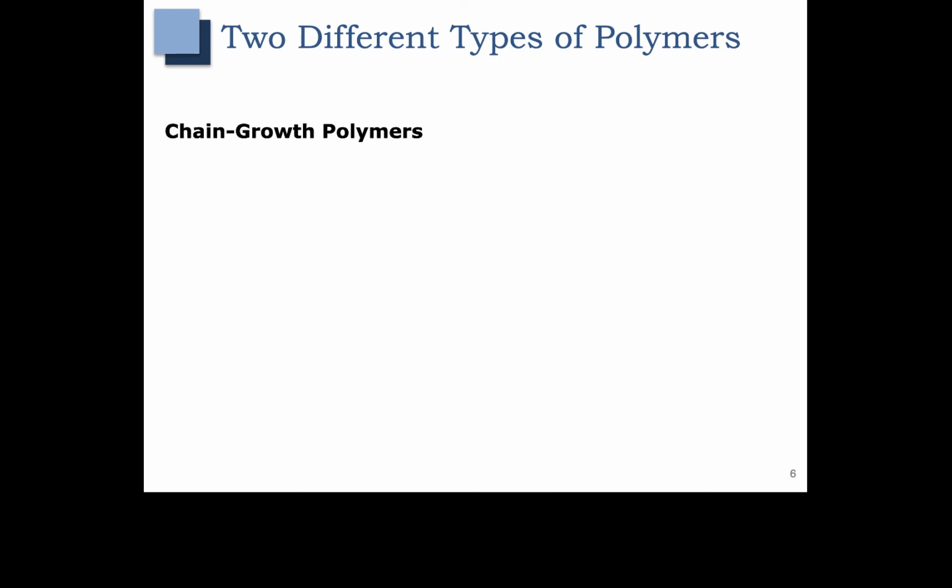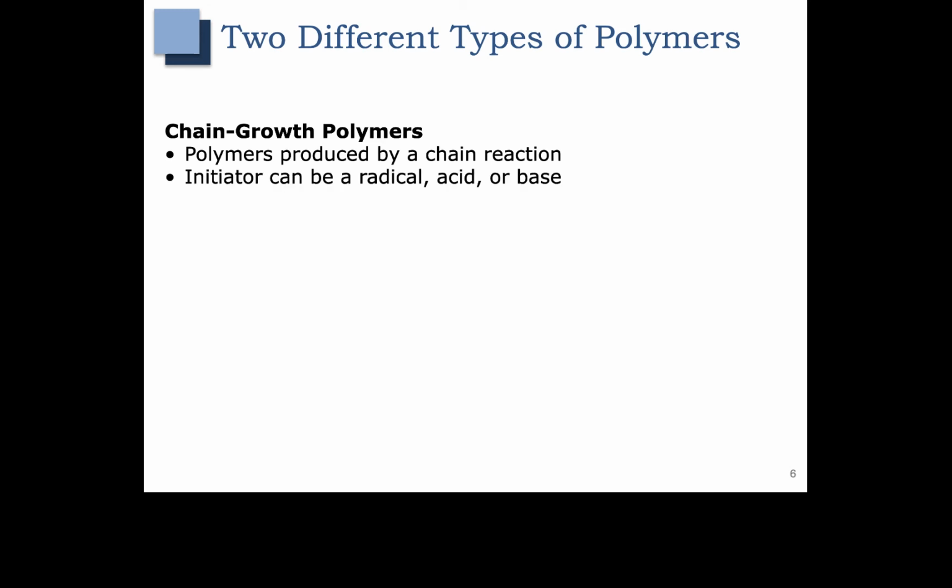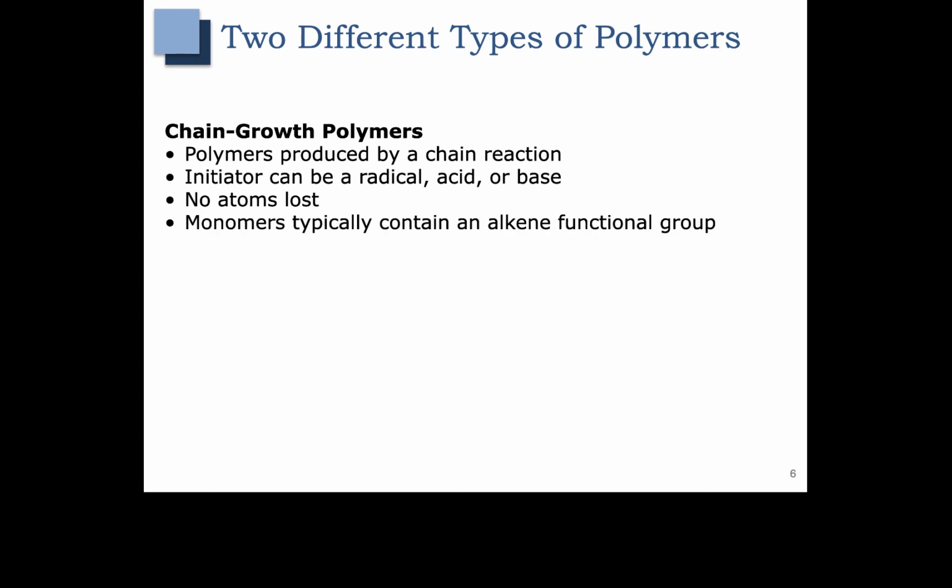The first is chain growth polymers. Chain growth polymers are produced by a chain reaction, meaning that the reaction gets started and then continues. We initiate these reactions with a radical, an acid, or a base, and you'll see that we don't lose atoms in these types of reactions. Also, for chain growth polymers, our monomers typically contain an alkene.